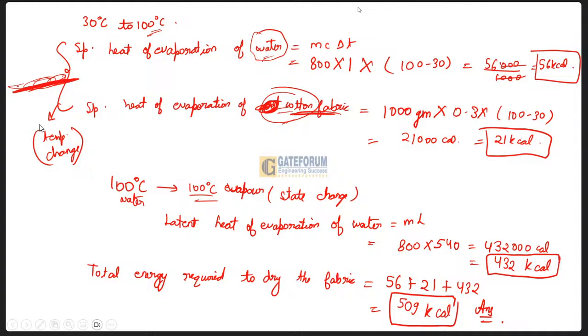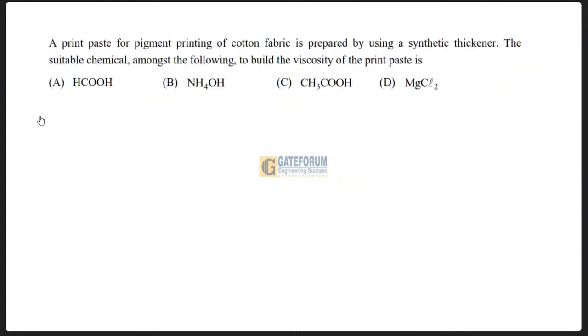Now coming to the next question, that says that a print paste for pigment printing of cotton is prepared by using a synthetic thickener. The suitable chemical amongst the following to build the viscosity of the print paste is the... This is a very direct theoretical question. Print paste for pigment printing.